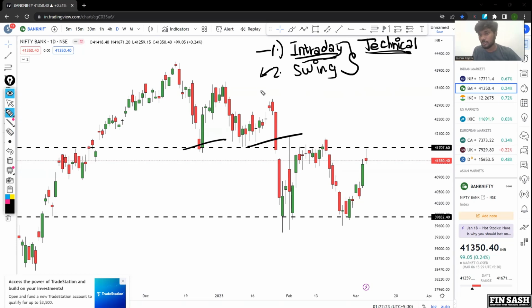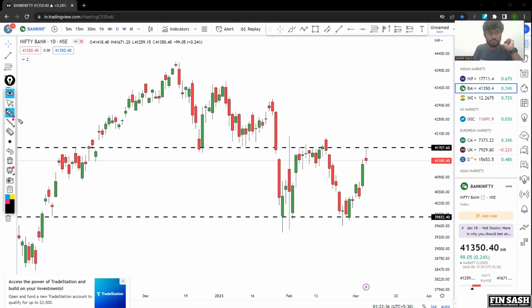Swing trading, again, comment it down below. What are the time frames? The 1 hour time frame, the 1 day time frame, and maybe the 1 week time frame if you guys are taking long-term swing trading stocks. All right. So based on this, we draw support and resistance.